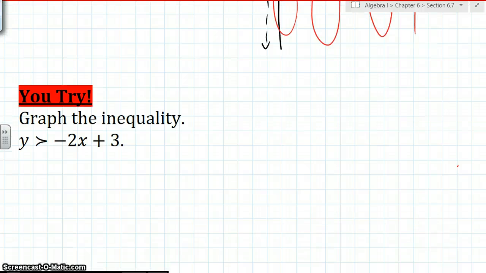Now I want you to go ahead and try graphing this inequality: y is greater than -2x plus 3. Remember, it's going to be a dashed line because there's no or equal to. Then you have your y-intercept and your slope, and then find out which side you shade on.